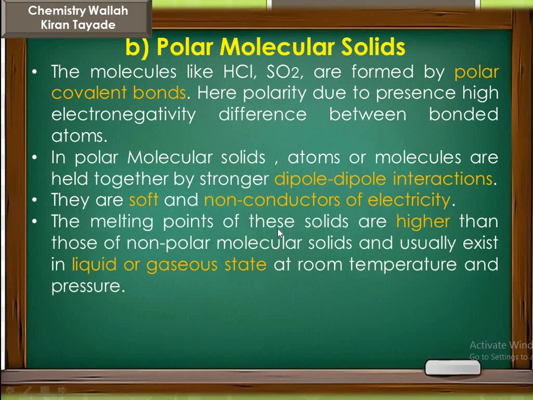The melting point of these polar molecular solids is higher than that of non-polar molecular solids. They usually exist in liquid or gaseous state at room temperature and pressure. Other examples are given in the upper paragraph also: SO2, sulfur dioxide, ammonia, ethanol. These are other examples of polar molecules.